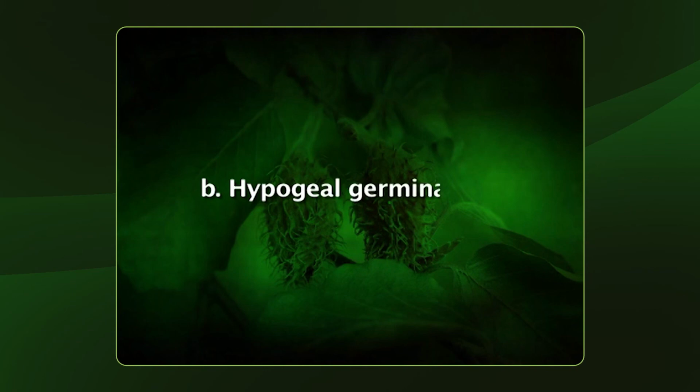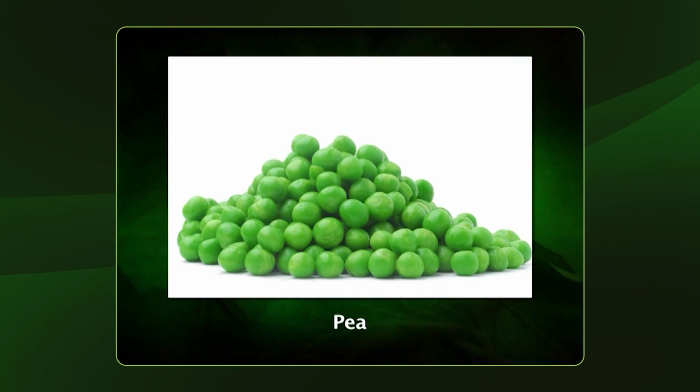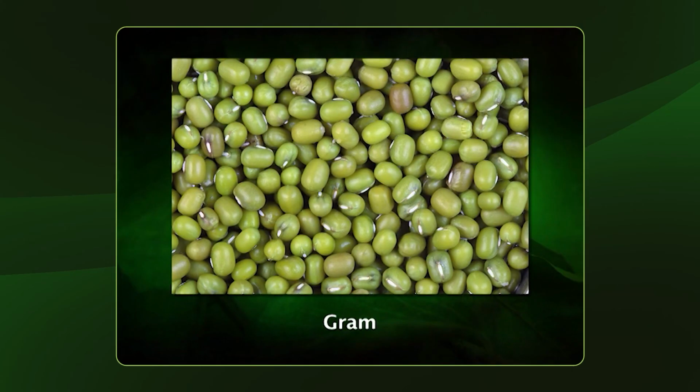Number second type is the hypogeal germination. When the epicotyl elongates quickly, leaving the cotyledons on the ground or inside soil, the germination is said to be hypogeal. Hypogeal germination is seen in many dicots like pea, gram, and most of the monocots.